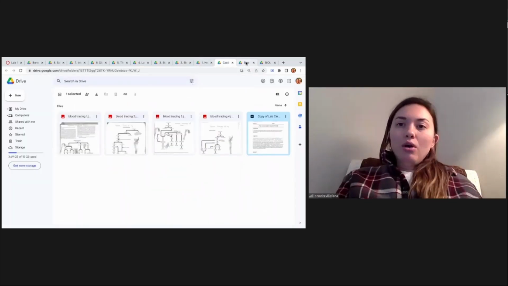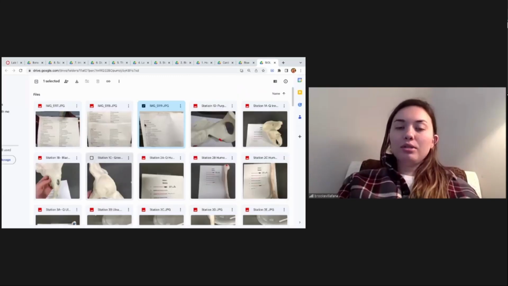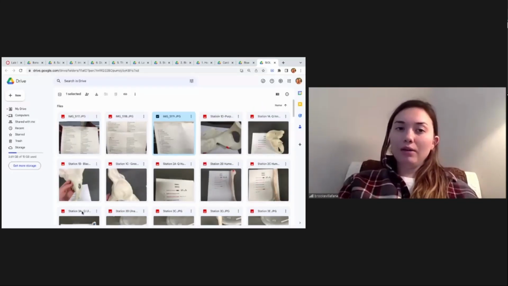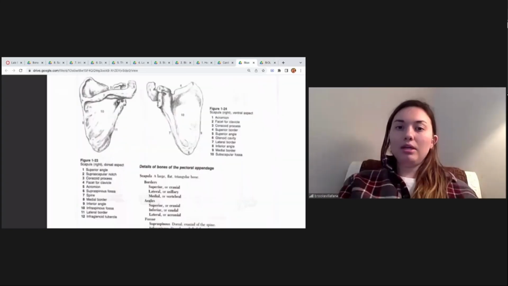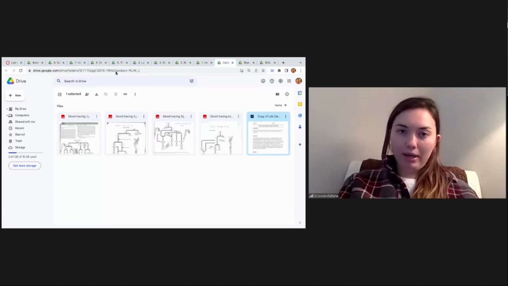All right, so hopefully that gives you good direction on the bones. This is posted for you in the announcements section. These are the pages you use to study. Don't forget your cardiovascular lab packet.